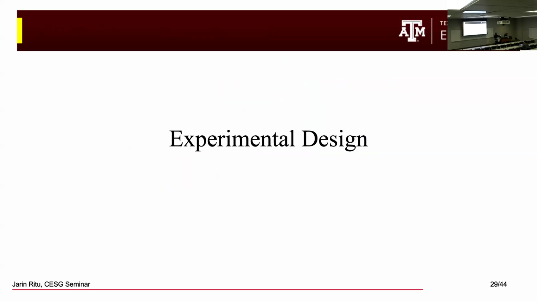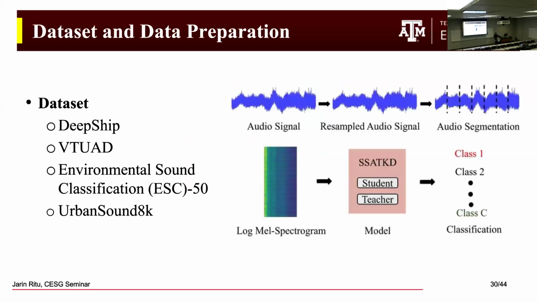So that was the framework development part. Let's move into the experimental design. For the datasets, I am using four sound datasets. The first one is the sheep dataset, DeepShip and BTUAD, which contains sounds from different ships. The last ones are environmental sound classification, ESC-50, and UrbanSound8K. Those are environmental sound datasets.